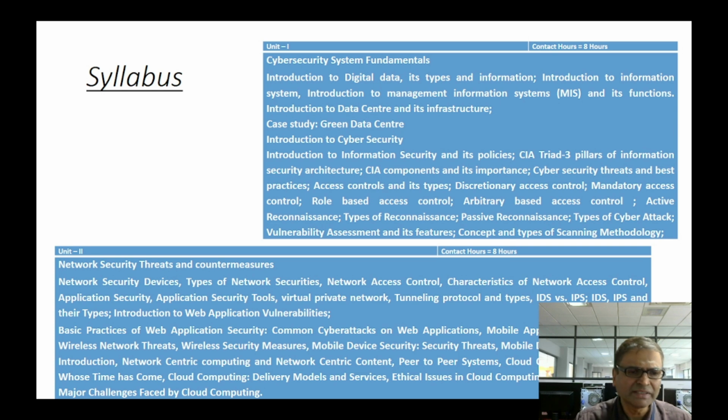In Unit 2, basically it deals with network security threats and counter measures. What are the different types of network security devices? What are the different types of network security threats? Okay, what is cloud computing? What are the different threats in cloud computing and how to tackle them?